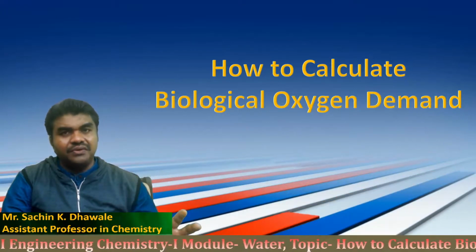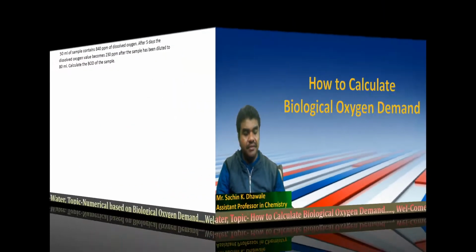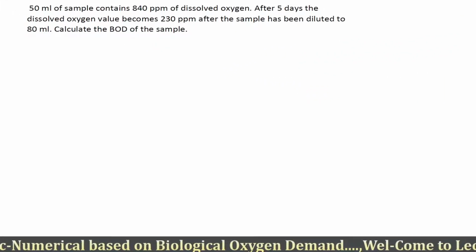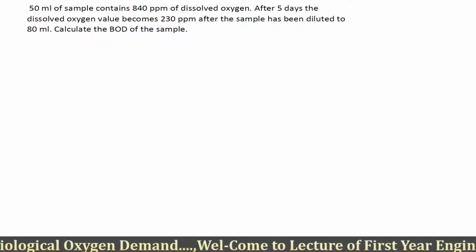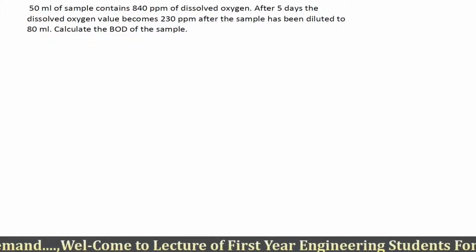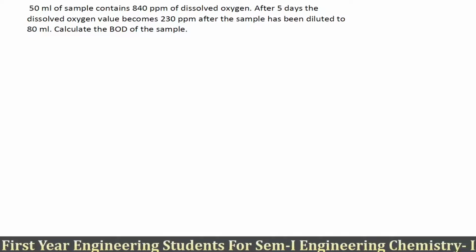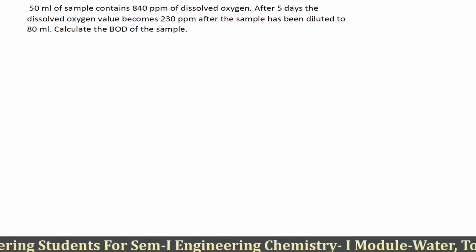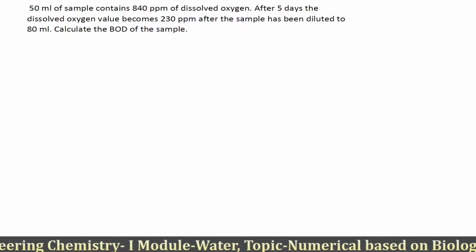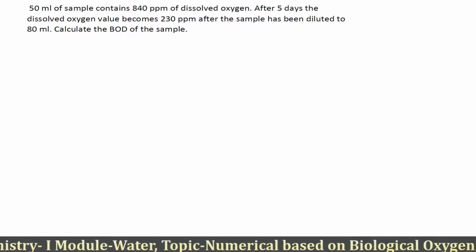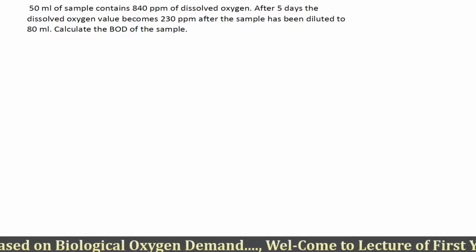Let us solve the first numerical related to calculation of biological oxygen demand. In this numerical, 50 ml of water sample contains 840 parts per million of dissolved oxygen. After 5 days, the dissolved oxygen value becomes 230 parts per million. After the sample has been diluted to 80 ml, calculate the BOD of the sample.